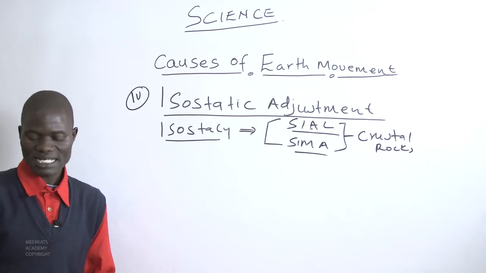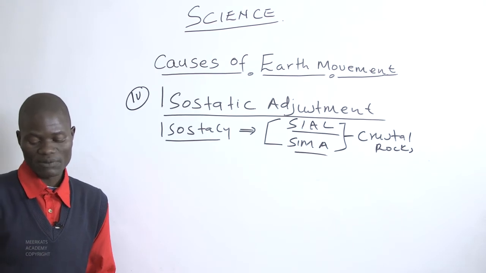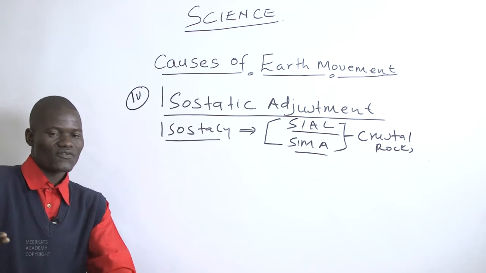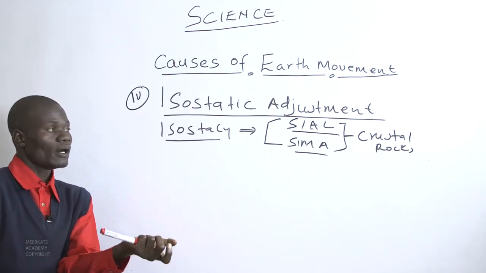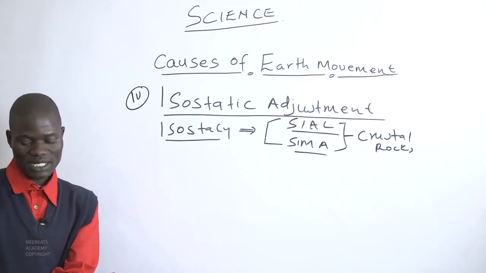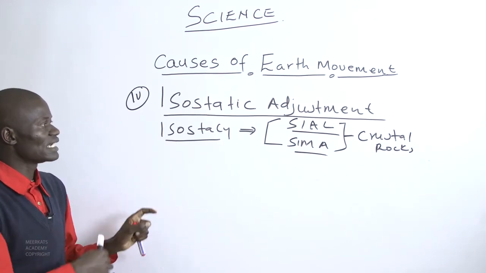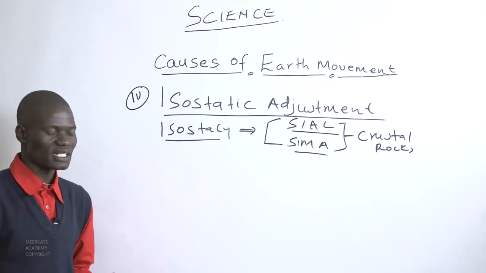When the continental crust floats on the ocean, the crustal rocks that are made up of Sima and Sial are said to be in a state of balance, and that is equilibrium. When all these have been balanced together, that is the state of isostasy. And therefore, in the process, there will be some isostatic adjustment.